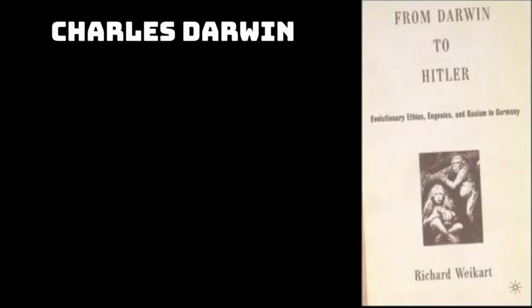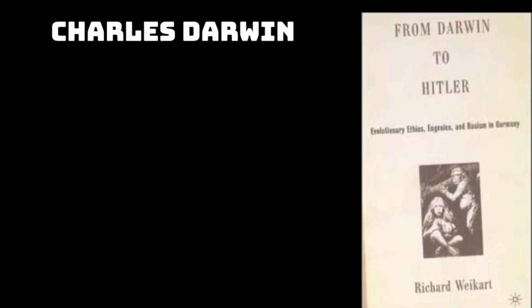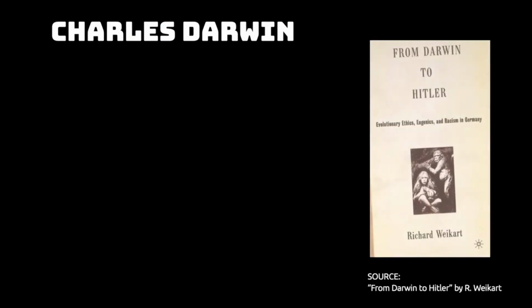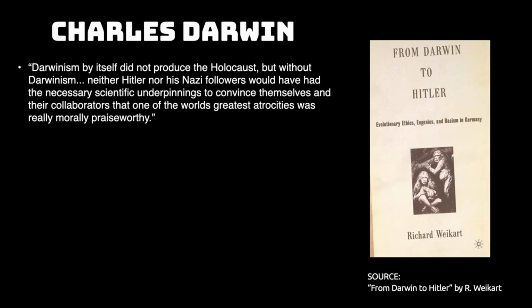The next batch of material that I have about Charles Darwin comes from a book called From Darwin to Hitler. You can hardly purchase this book. The picture on the screen is a cropped picture of the first page because it's out of print and you can only buy old copies of it. Richard Weikart writes, Darwinism by itself did not produce the Holocaust, but without Darwinism, neither Hitler nor his Nazi followers would have had the necessary scientific underpinnings to convince themselves and their collaborators that one of the world's greatest atrocities was really morally praiseworthy. In other words, you don't get the Holocaust without Darwin.